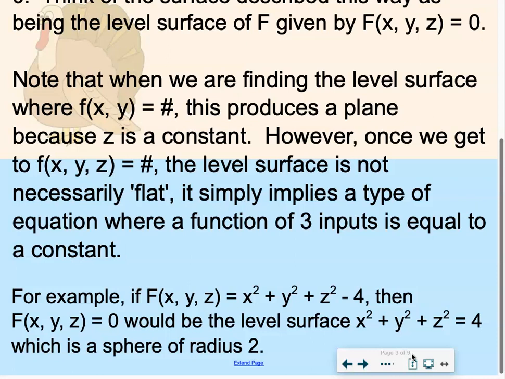Anyway, all that means is that today in a lot of the problems I'm going to show you, the functions aren't going to be solved for z. That's all I'm saying. We aren't going to solve them all for z. Okay.